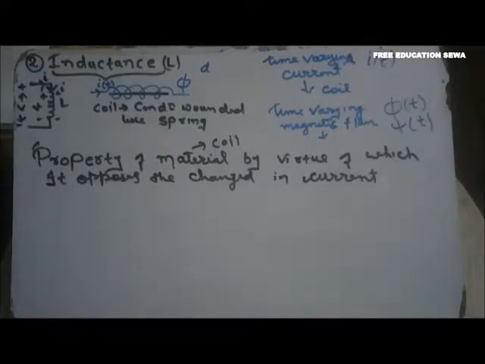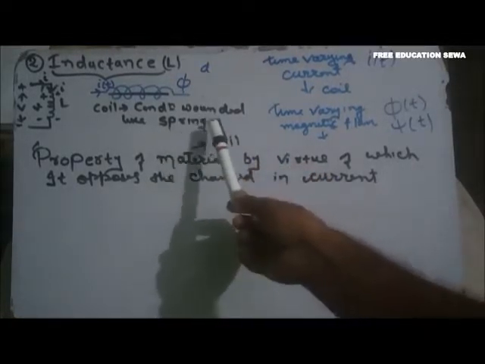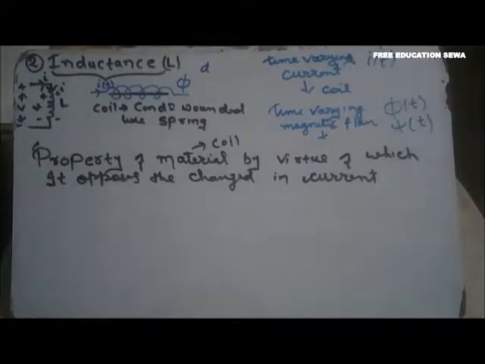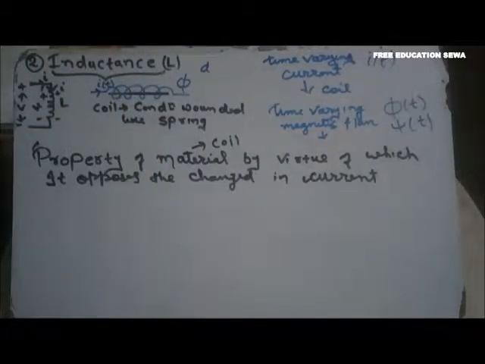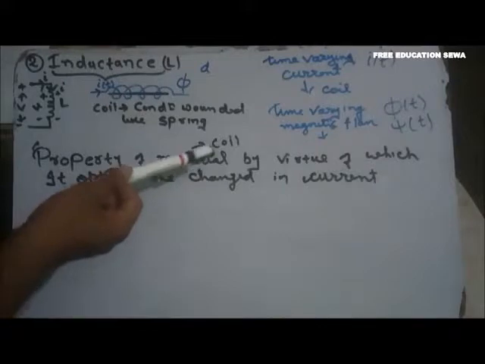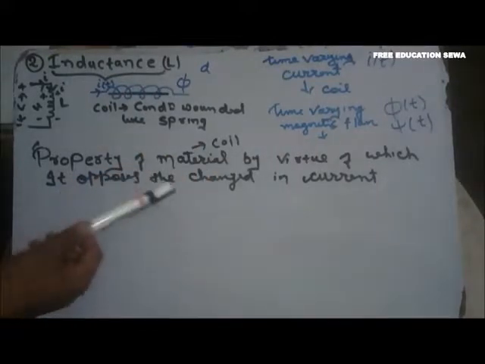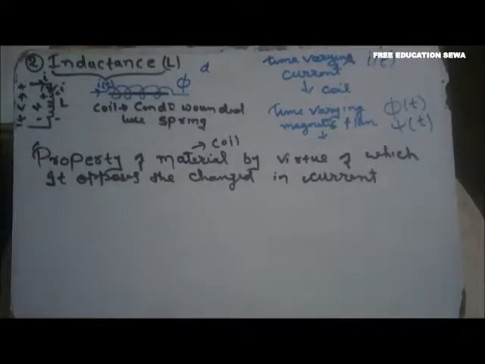Here the material means the coil, okay? And what is a coil? Nothing but a condensed winding. When we wind a conductor, just like in a spring, that is basically called a coil. This is a coil, nothing but the wound shape like a spring. So the property of a material, which is a coil, by virtue of which it opposes the change in current is known as an inductor, and the property is called inductance.